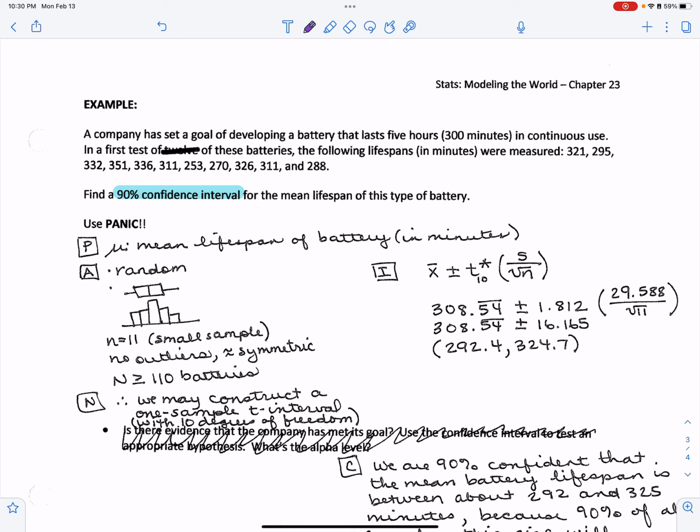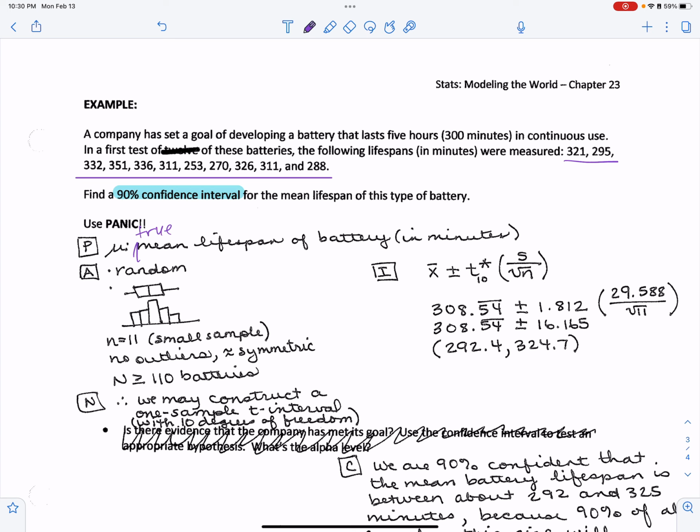Okay, a company has set a goal of developing a battery that lasts 5 hours in continuous use. In a first test of these batteries, it has this lifespan, and these here are the lifespans that you're going to use. All right, so the first thing you're going to do is define it. Again, I like to put the true mean lifespan of the battery in minutes. And so now you're going to do your conditions.